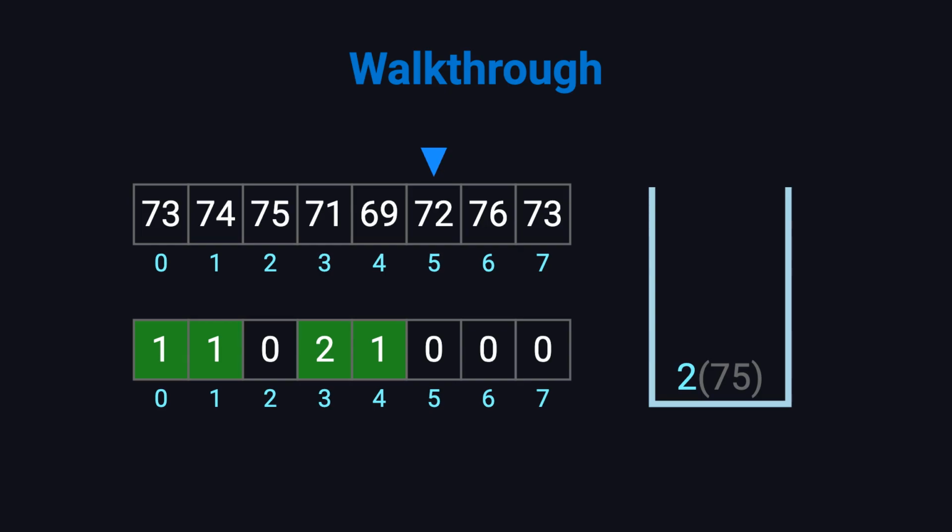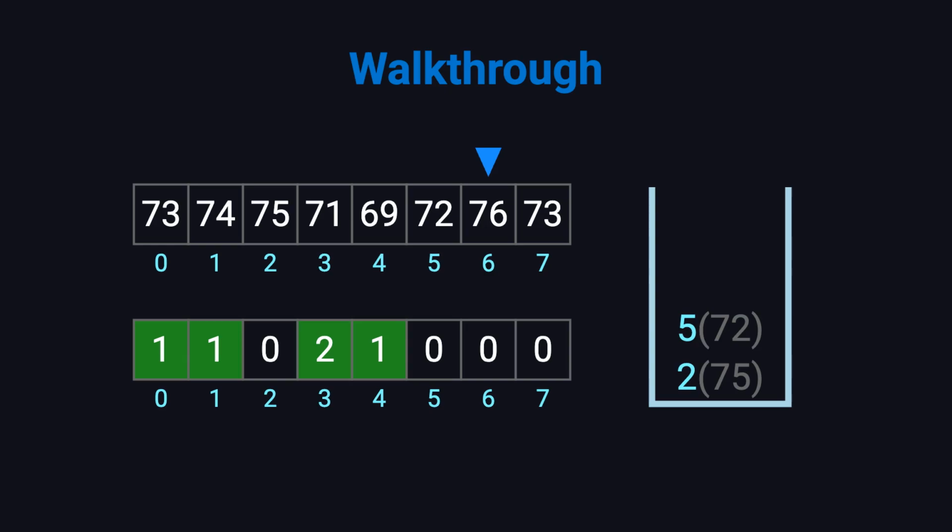That's the beauty of a monotonic stack. Days 3 and 4 had been sitting in the stack, waiting patiently. When day 5 came along with 72 degrees, both of their waits got settled all at once. This is much more efficient than checking each day individually. Now 72 is lower than 75, so we stop popping and push index 5. The stack is back to holding 2 elements, indices 2 and 5.